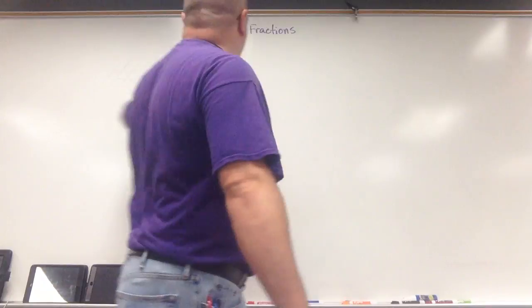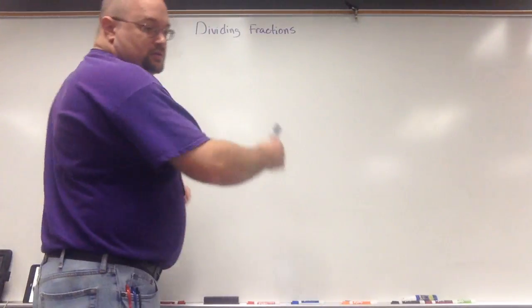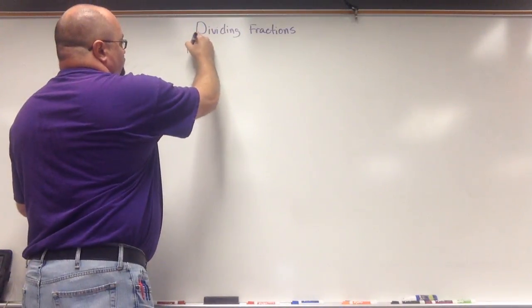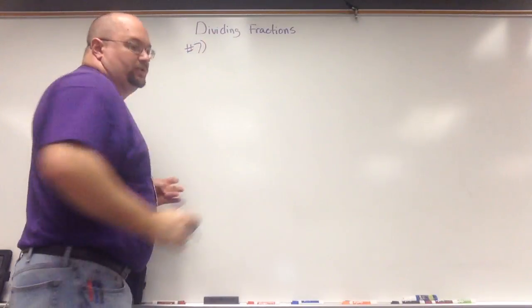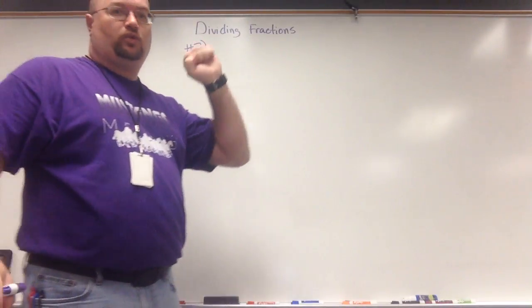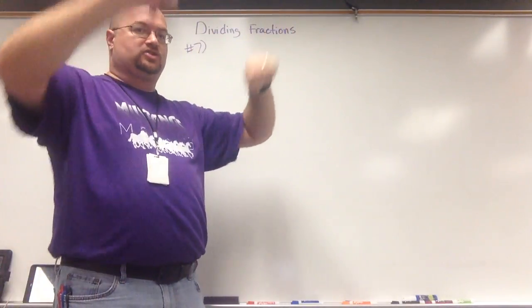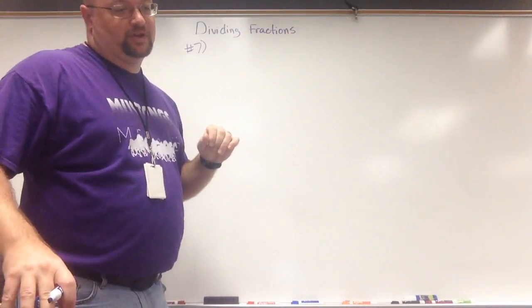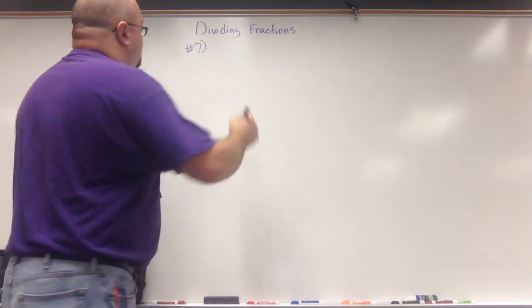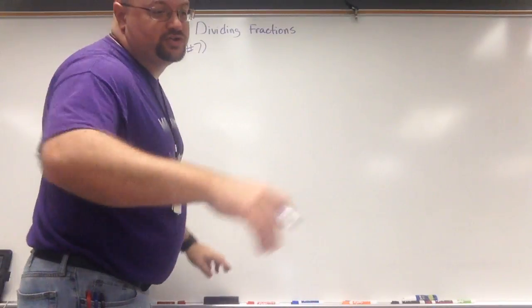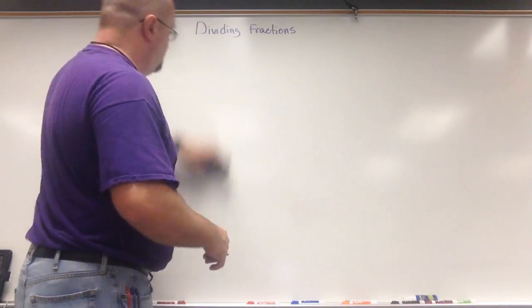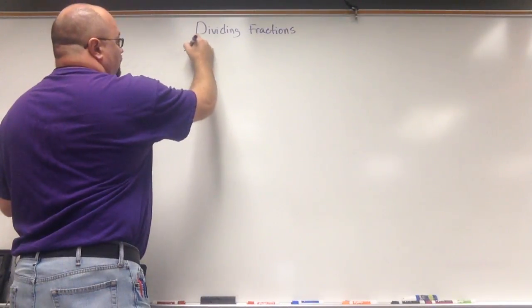Let's do number 7. Skipping around just a little bit, but I want to make sure I get plenty. We're taking a whole number and dividing by a fraction, and we're taking a fraction divided by a whole number. I want to make sure I get plenty of both. All right, so let's do number 6.